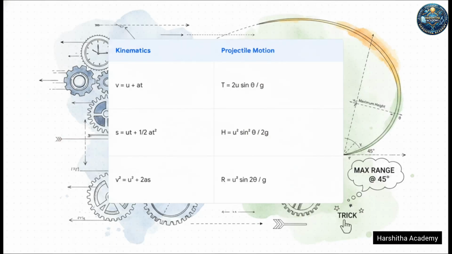Moving smoothly right into kinematics, you've got to have your 3 core motion equations locked in your brain, along with your projectile motion formulas for time of flight, maximum height, and range. And here's a massive exam trick for you. Maximum projectile range always happens at an angle of exactly 45 degrees. Master that one little fact, and you'll grab some really easy points.